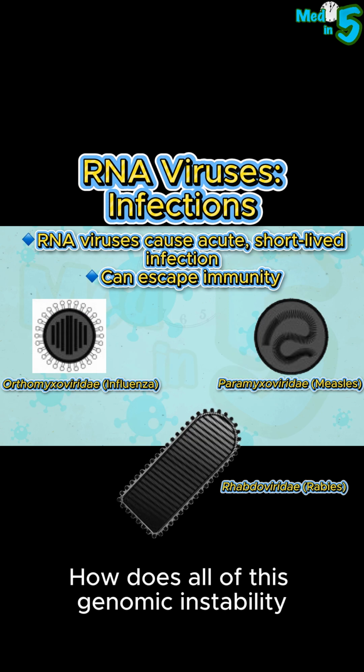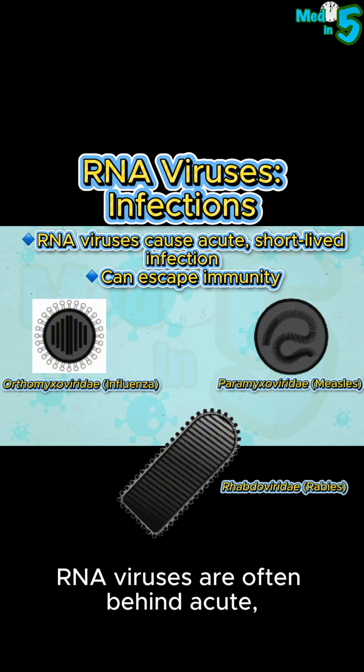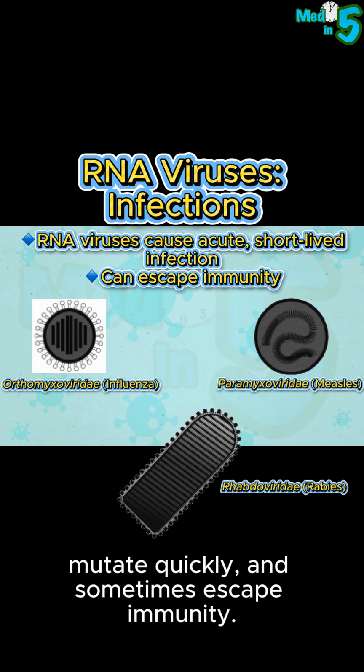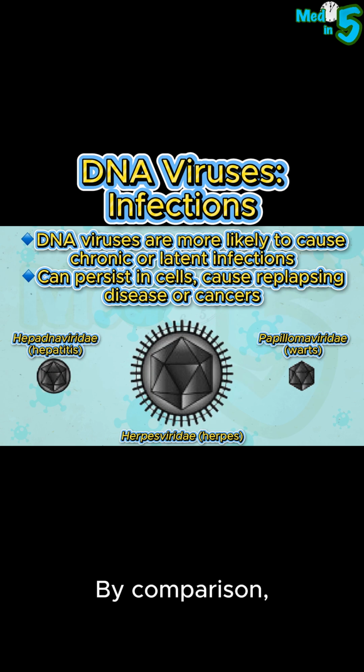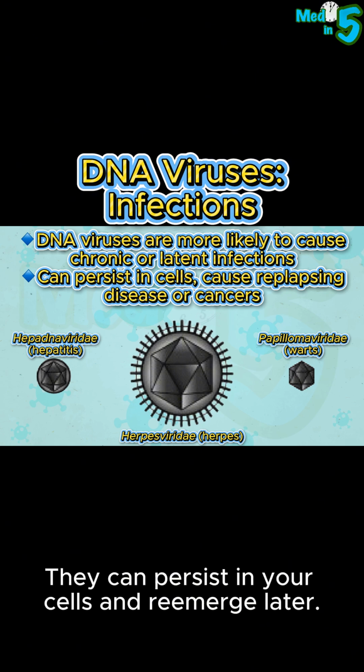How does all of this genomic instability affect the infections that viruses cause? RNA viruses are often behind acute, short-lived infections. They hit fast, mutate quickly, and sometimes escape immunity. By comparison, DNA viruses are more likely to cause chronic or latent infections. They can persist in your cells and re-emerge later.